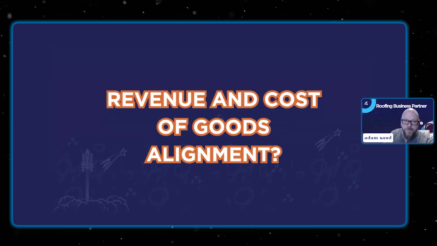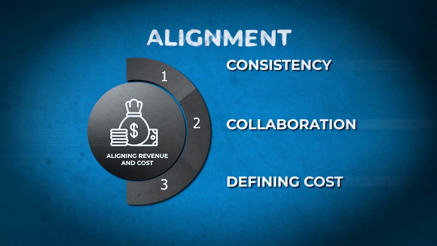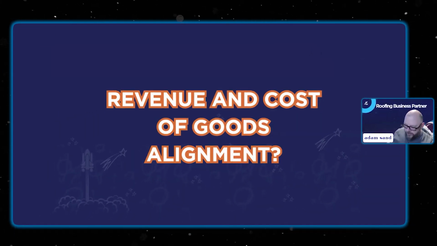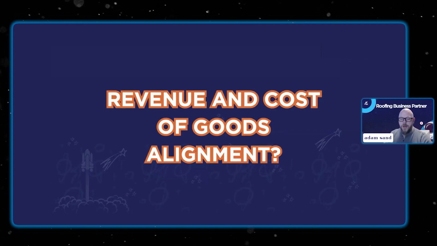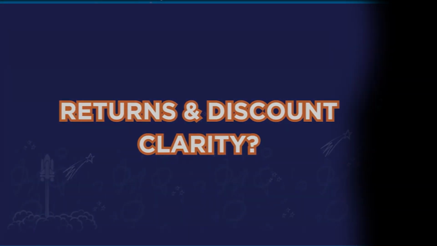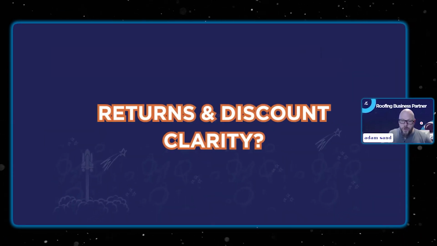Then you want some kind of revenue and cost of goods alignment. This should be the easiest thing for roofers to do. The only thing is you want to be aligned with your accountant on certain things, like cost of sales. Sometimes people think of it as cost of goods sold, and I've seen accountants go back and forth. Then returns and discount clarity. You want to know about this, because when you do your returns and you get those month-end discounts for paying on time, you want to be able to see those things. You want to see how much money we're getting back in returns, how much we're getting back in discounts, as well as the discounts that you're giving to your customers.